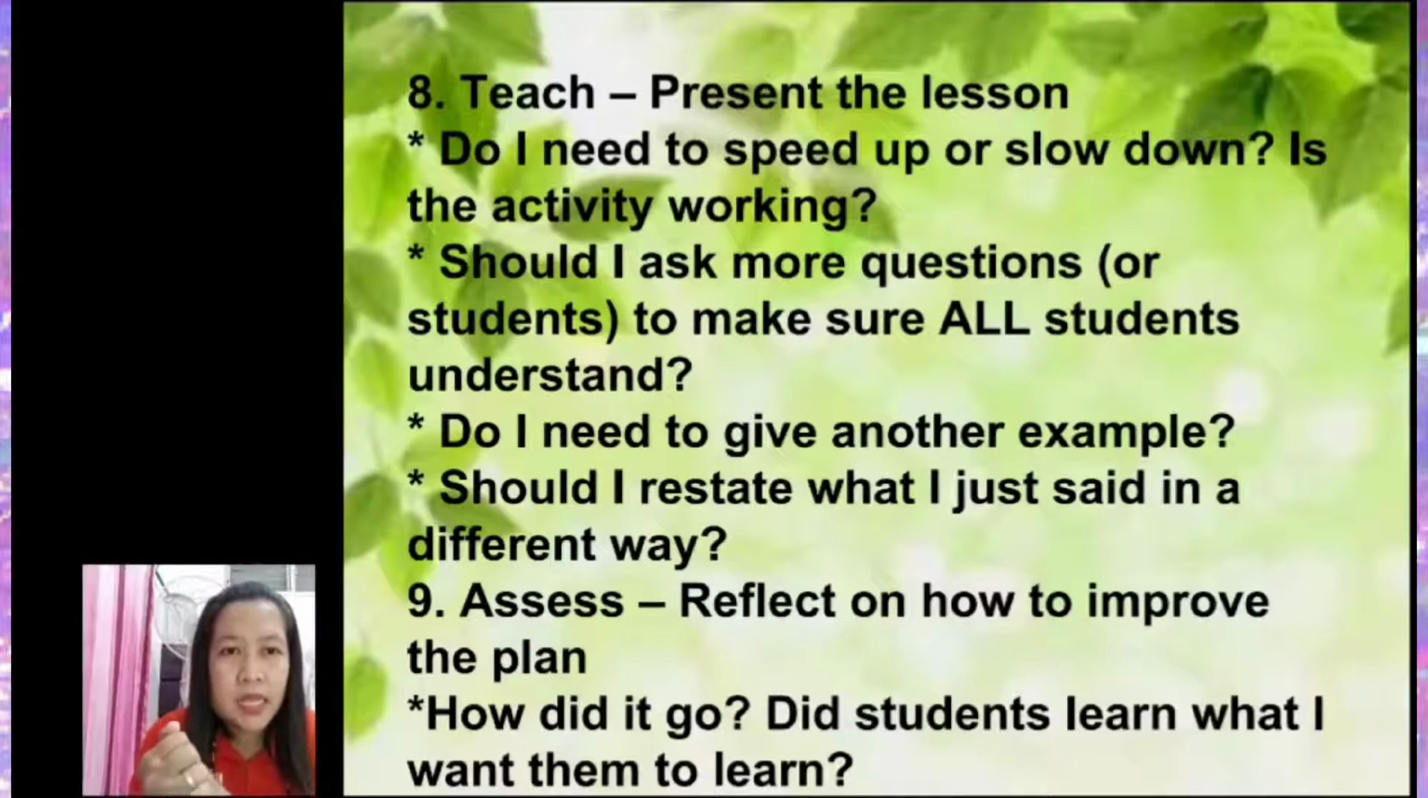Okay, and then assess. Reflect on how to improve the plan. How did it go? Did the students learn what I want them to learn? As much as possible, if you want your students to learn the lesson, explain it very well, teach them well, and give them more examples so that they understand the lesson that you are teaching to them.